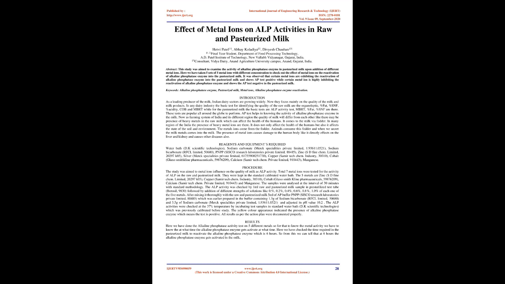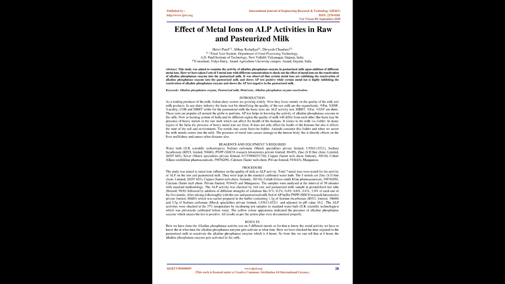Procedure. The study was aimed at the influence of metal ions on the quality of milk as ALP activity. A total of 7 metal ions were tested for the activity of ALP on the raw and pasteurized milk. They were kept in the standard calibrated water bath. The 5 metals are zinc, SD Fine Chem Limited, 20,297 K05; copper, Samir Tech Chem Industry, 30,310; cobalt, GlaxoSmithKline Pharmaceuticals, 59876209; calcium, Samir Tech Chem Private Limited, 910,443; and manganese. The samples were analyzed at the interval of 30 minutes with standard methodology.